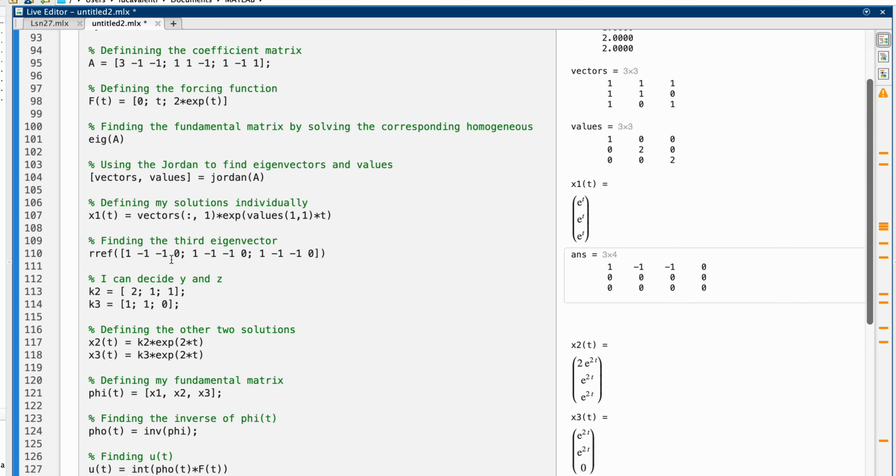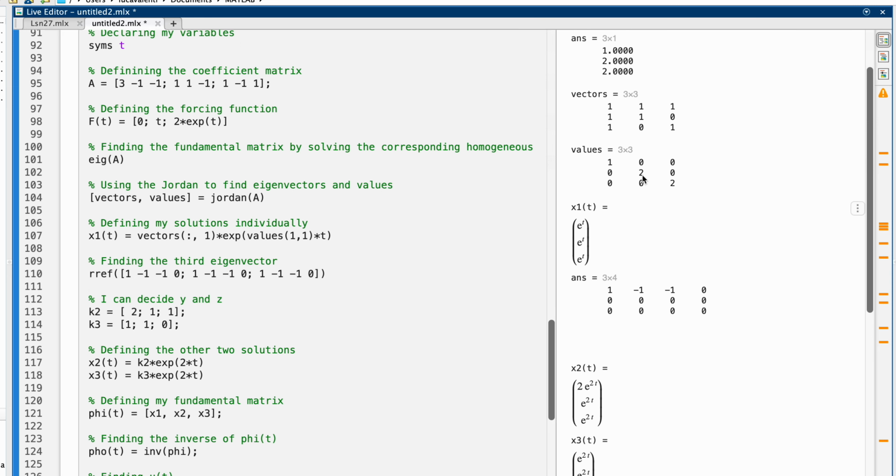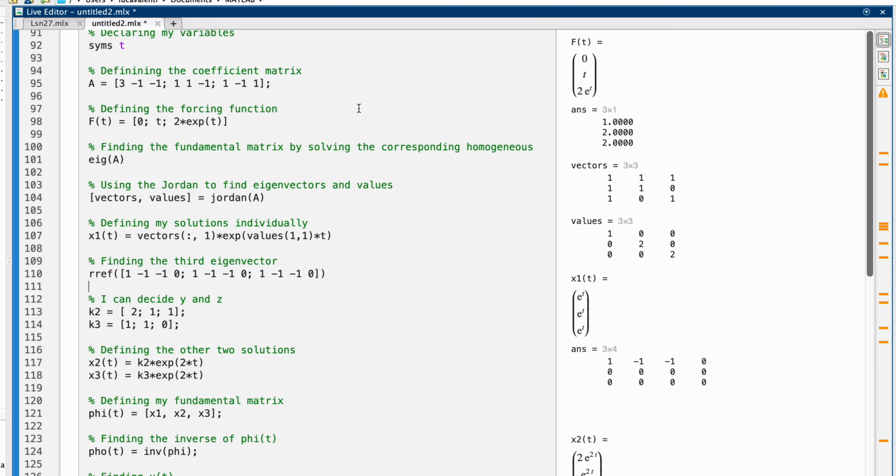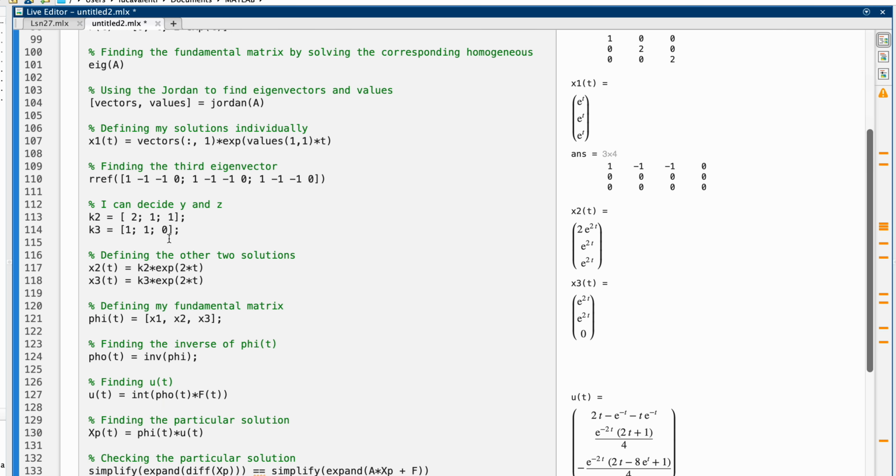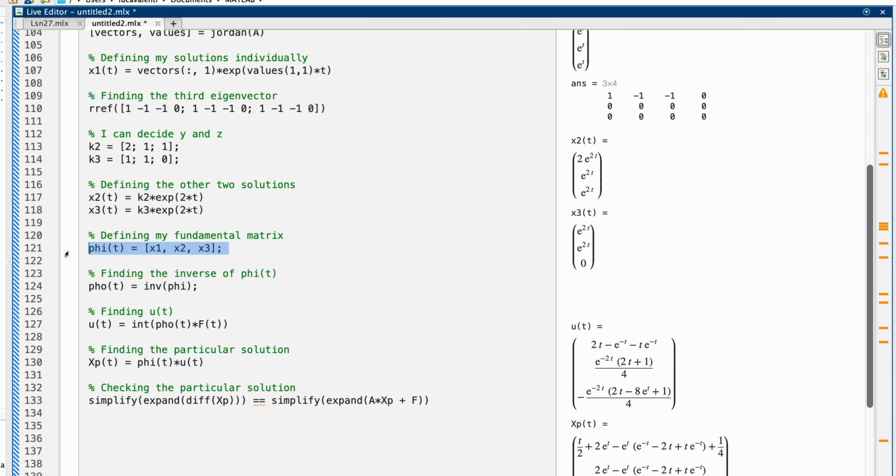Then for the other two I had repeated roots, so I had to do the augmented matrix, and then I realized that it was one of those cases where I could actually find the two independent eigenvectors without resorting to the other guessing method. So I did define them here, and then I defined my three solutions, one here and the other two here. And then I found my fundamental matrix by putting each solution in a column with the comma, and then I found the inverse with the inverse command.